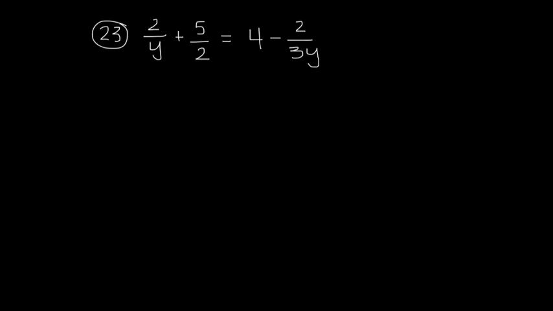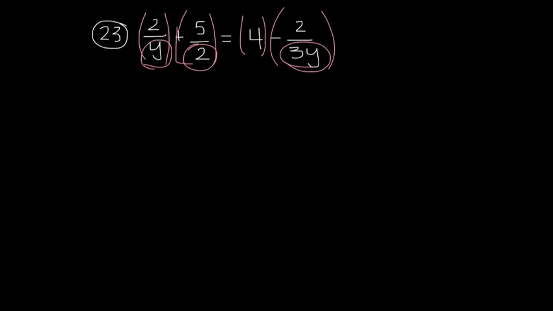This particular problem is a little bit different in that we have fractions with variables in the denominator. So if you look at the different terms here, we have 2 over y, and then we have the plus 5 over 2, the 4, the negative 2 over 3y. With those four terms, 3 of them are fractions, and if I look at y, 2, and 3y, the first thing that I'm going to be able to divide all of those by is 6y.